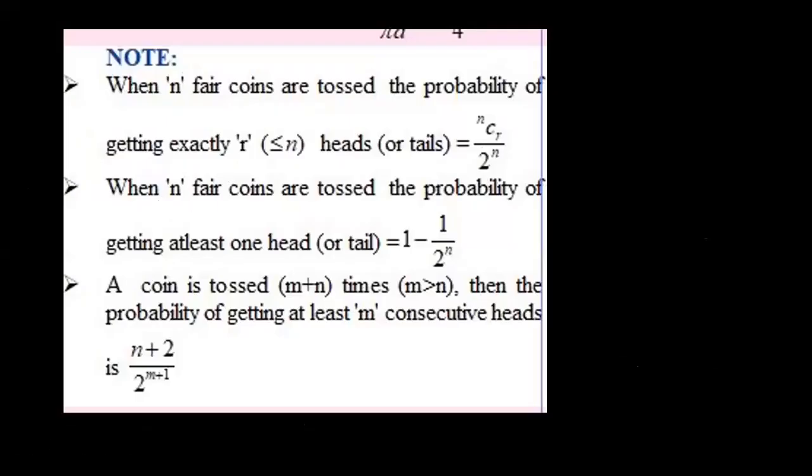Now see, dear students, note. Previous one, try yourself. Now what is it asking? When n pair of coins are tossed, the probability of getting exactly r heads or tails. So this is the formula: nCr by 2 power n.